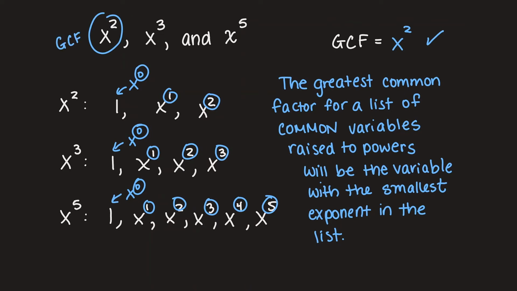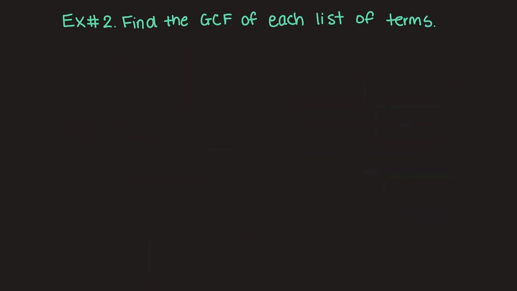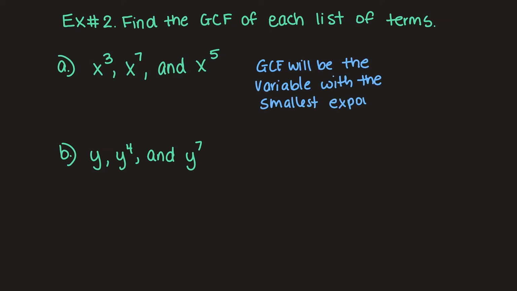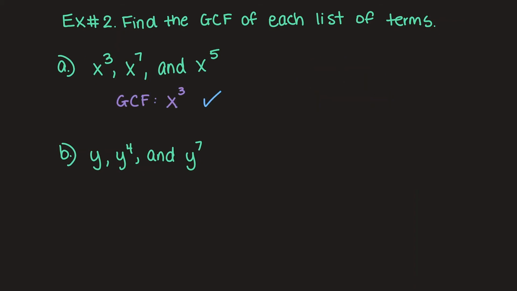Let's use a shortcut for the next example. We want to find the GCF for the list of terms. For the first list, since there are common variables raised to powers, the GCF will be the variable with the smallest exponent of the list, so x cubed. And for the next example, we can use the same shortcut. The greatest common factor will be y to the 1st, or simply y, since 1 is the smallest exponent on y.